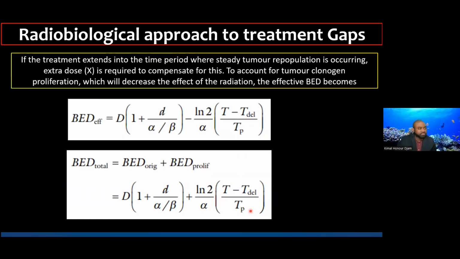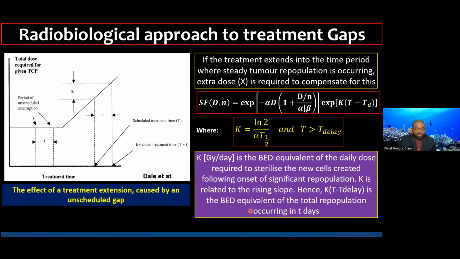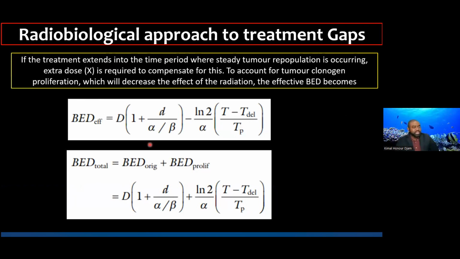And so if you keep that in mind, then if you remember that the biological effective dose is just the natural log of the surviving fraction divided by alpha, if we solve for that equation, then the effective biological effective dose, taking into account tumor clonogen proliferation after the onset of rapid repopulation, becomes this equation. Now, this equation might look a little complicated, but it is easy to remember if you break it down into two components.